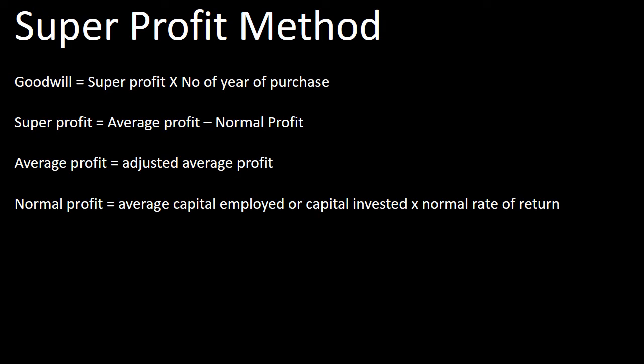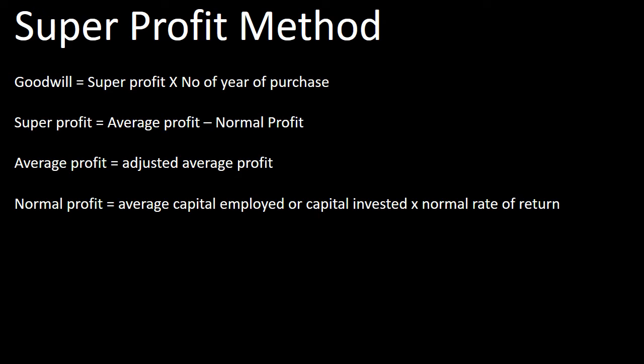Now, let us recollect the super profit method formula first. We already gave the formula and explained it in the first video. Goodwill is equal to super profit into number of years of purchase. That is the formula for goodwill in the super profit method.